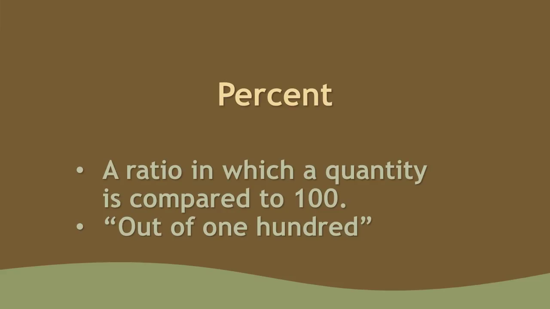Before we get started, just make sure that you have your math journal and a pencil and you're taking notes. We're going to start right away with a definition that I want you to write down, and that is a definition for percent. So a percent is a ratio in which a quantity is compared to 100. Or another way that you can think about it, you can say it out of 100. So how many or how much out of 100? 100 is our key number that we need to remember when we're talking about percents.